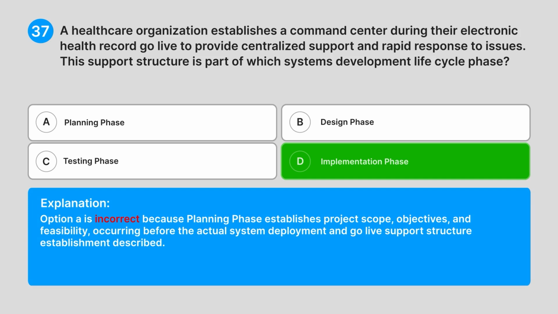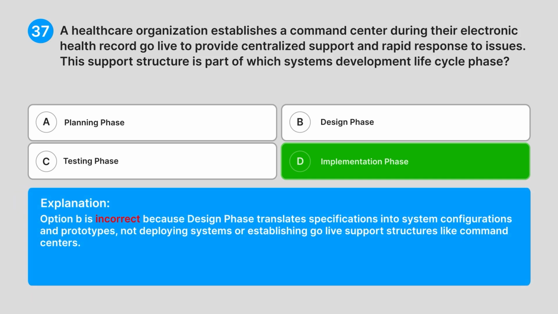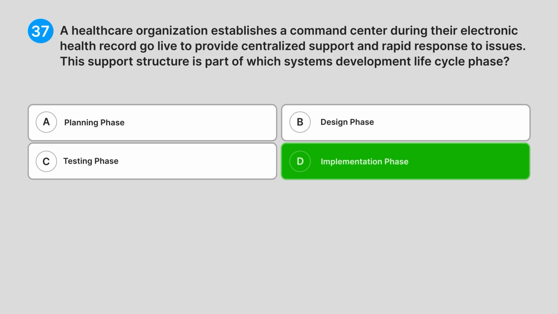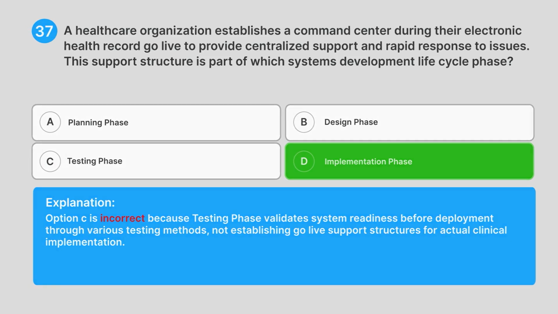Option A is incorrect because planning phase establishes project scope, objectives, and feasibility, occurring before the actual system deployment and go-live support structure establishment described. Option B is incorrect because design phase translates specifications into system configurations and prototypes, not deploying systems or establishing go-live support structures like command centers. Option C is incorrect because testing phase validates system readiness before deployment through various testing methods, not establishing go-live support structures for actual clinical implementation.